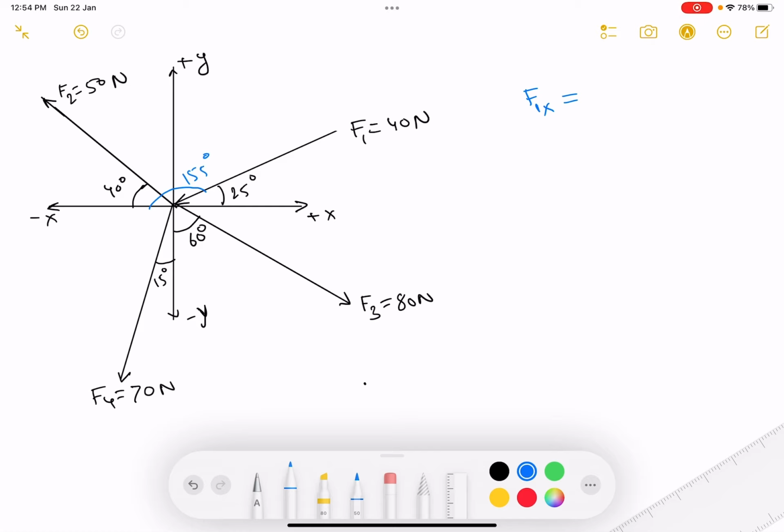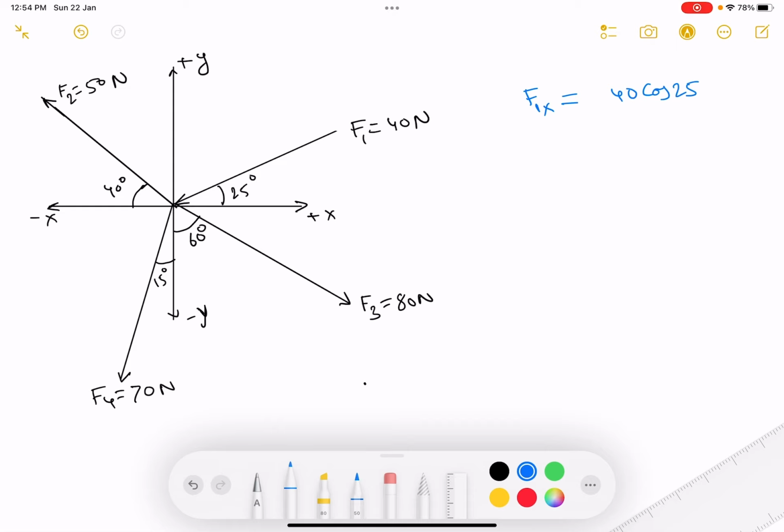But we are not going to consider 155. Of the two angles we consider the smaller one, which is 25. So forget about 155, and we'll remove it. Fine. Now if we want to find F1x, that means the resolution of F1 along the x-axis, then you will write the magnitude 40 newtons, into cos of the smaller angle which it makes with the x-axis. So we are going to say it is cos 25.